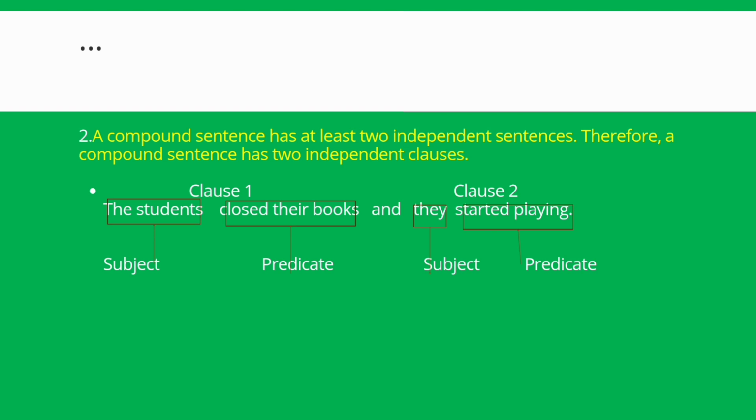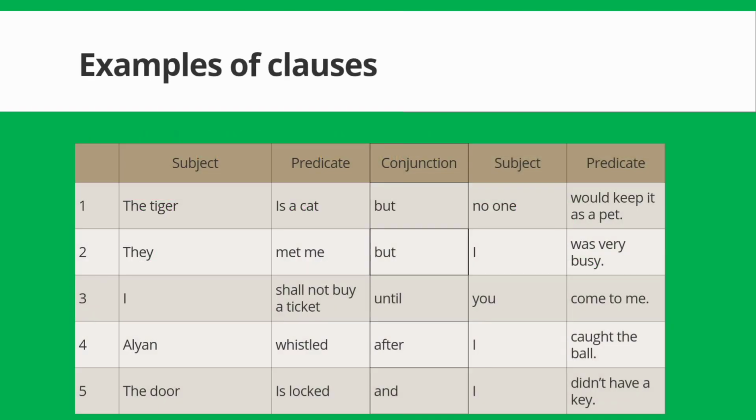We will talk in detail about it in our next lecture, in which we talk about sentences kinds based on their construction. More examples of clauses. The tiger is a cat, but no one would keep it as a pet. Here, the tiger is a subject, is a cat, predicate, but is a conjunction which is used to combine both clauses. No one is a subject and would keep it as a pet is a predicate.